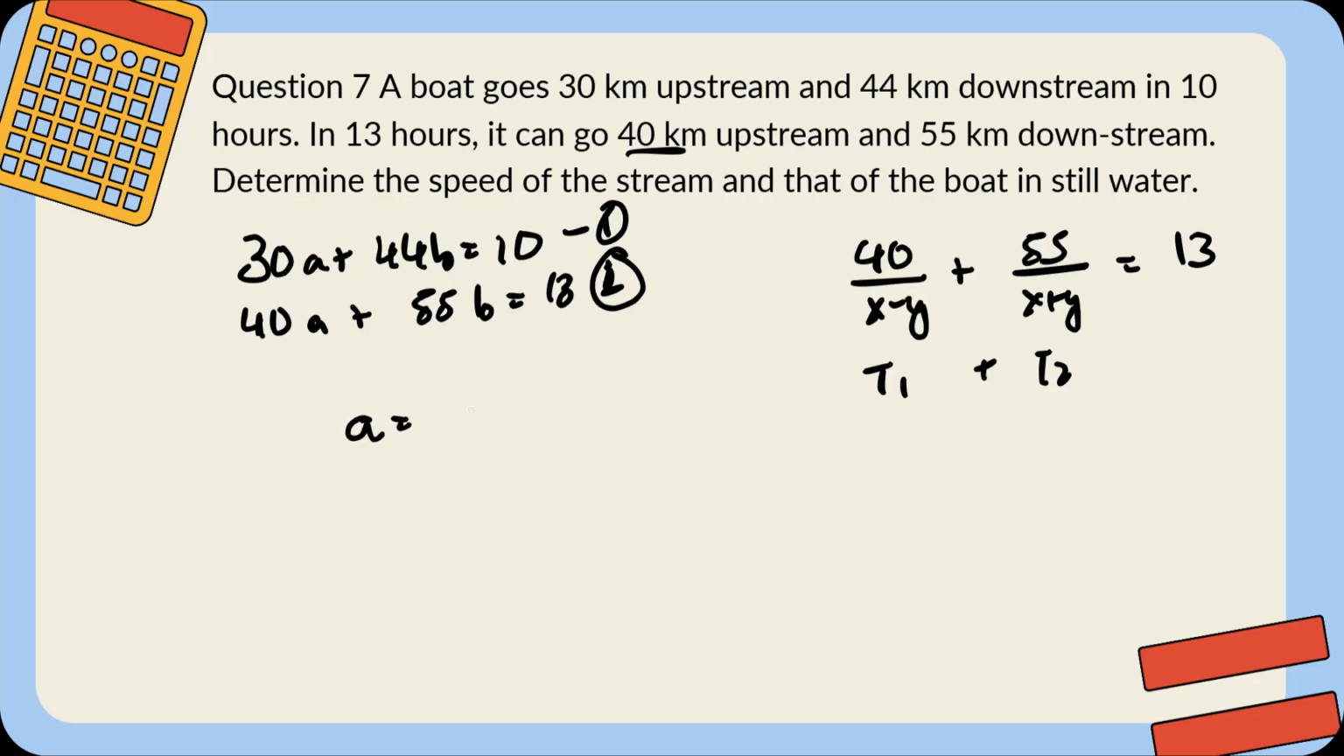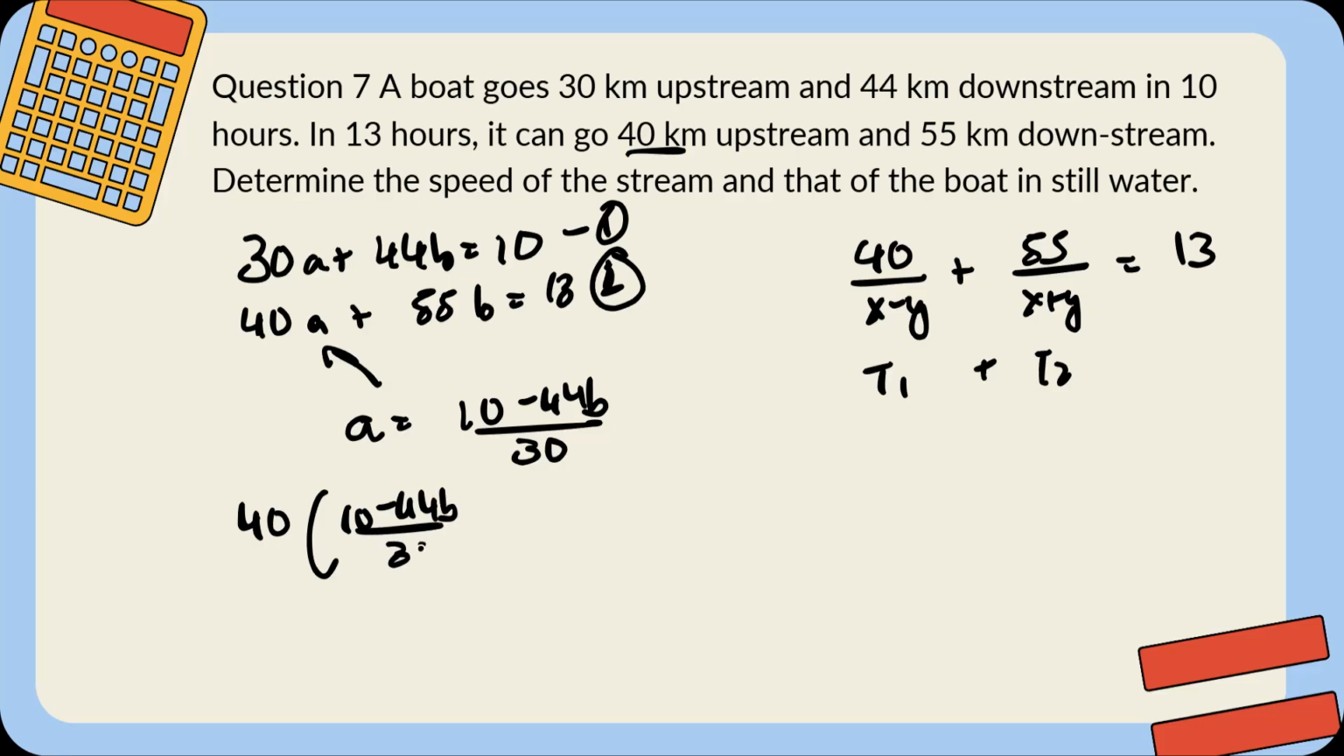So a is equal to 10 minus 44b by 30. And substitute this a in the second equation. So 40 into the whole 10 minus 44b by 30, plus 55b is equal to 13. Now we can cancel the zeros there, 40 and 30. Now multiply throughout by 3, so the denominator 3 will go. We have done this before.